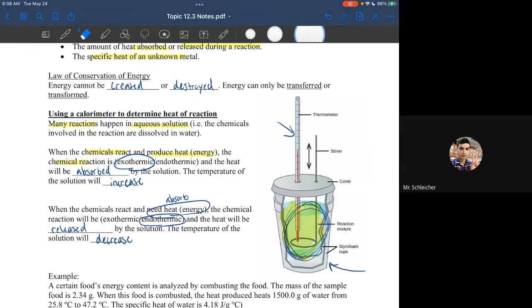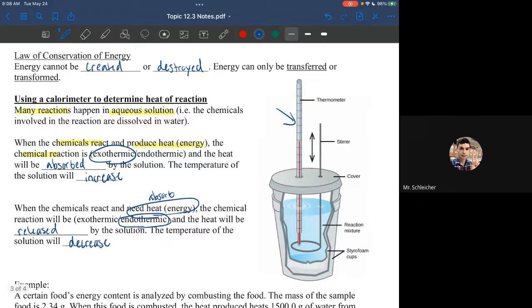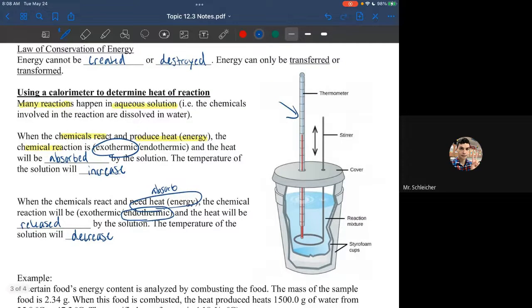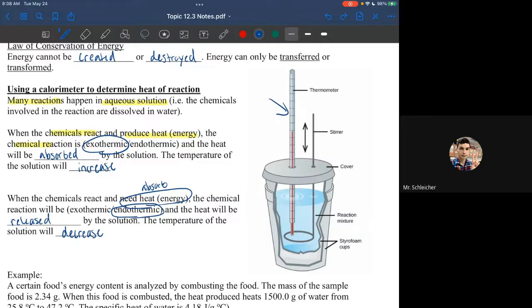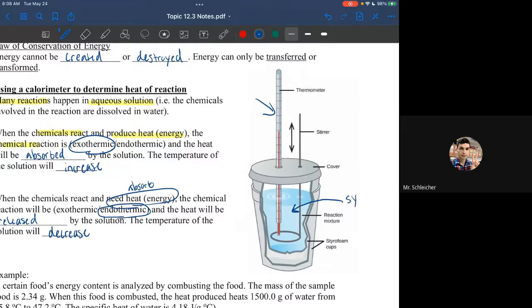So let's label everything that's going on in this calorimeter. I just want to be clear of what's going on here. We are measuring with a thermometer. You might also have a stirrer in there, but lots of times, if you're setting up something like this, you just stir around the thermometer, and that's usually good enough for a stir. What I will say here is we do have a reaction mixture, but we can say that the system is dissolved in the surroundings.